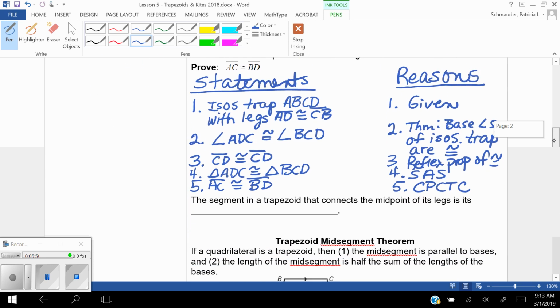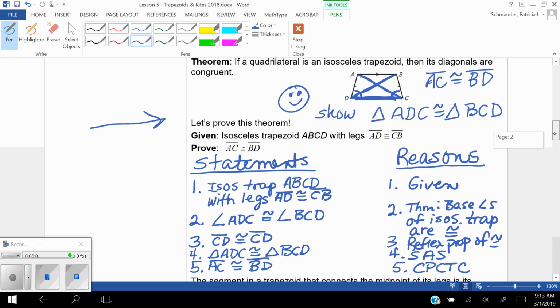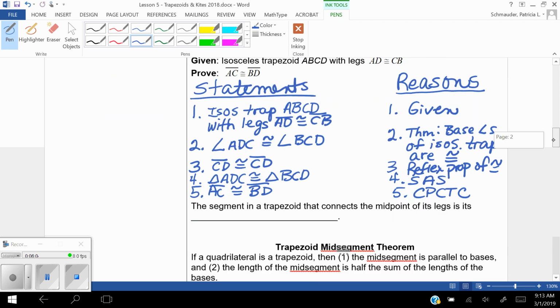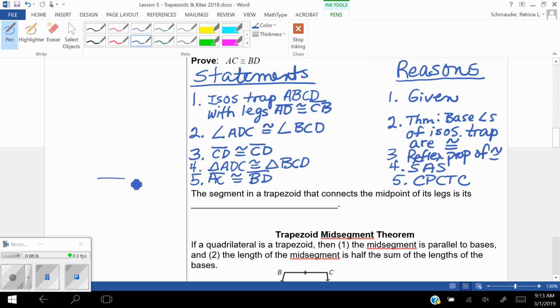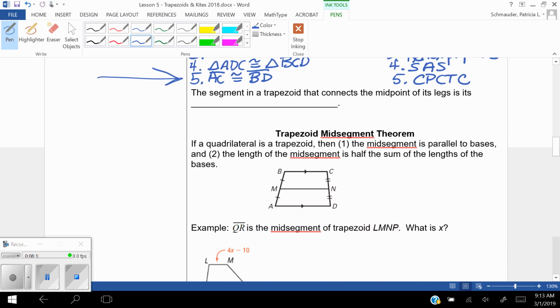And of course, that's the reflexive property. And then I can say the two triangles that I wanted to show are congruent by side angle side. And then finally, I can say that those diagonals of that trapezoid are congruent to each other because they're corresponding parts of congruent triangles. Okay, moving on to the midsegment.